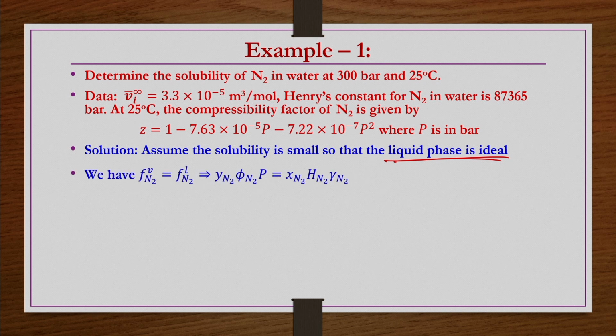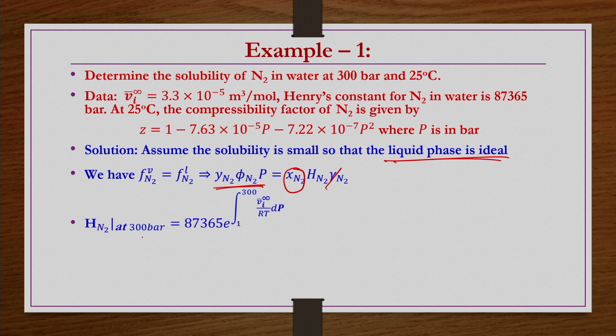So, we have equal fugacity: f_N2 in the vapor phase should equal f_N2 in the liquid phase. f_N2 in the vapor or gas phase is nothing but y_N2 phi_N2 P, and f_N2 in the liquid phase, if you take Henry's law as the reference state, is x_N2 H_N2 gamma_N2. The liquid phase we are taking as ideal, so gamma_N2 is equal to 1. What we need to find out is the solubility of N2 in water, that means x_N2. Water is the liquid phase, and the N2 in it, that is x_N2, we have to find out.